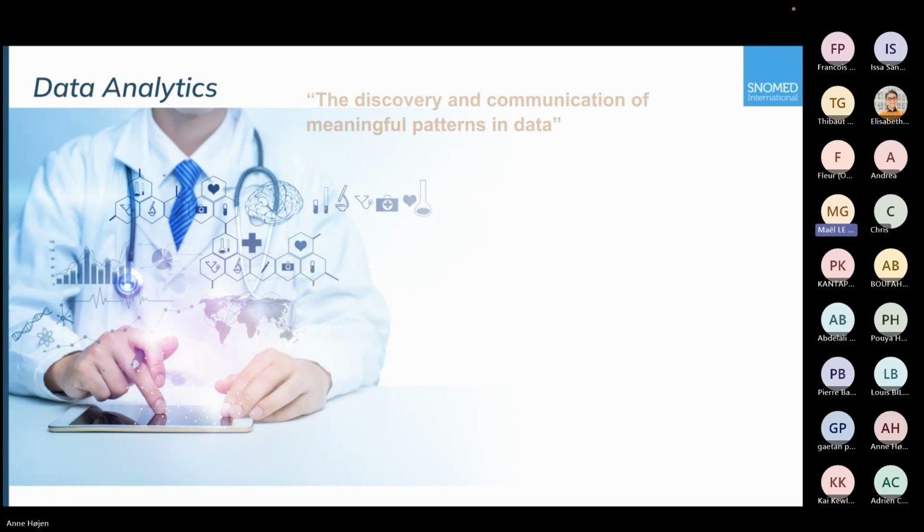So what is data analytics? Just to have a common point of reference, it's the discovery and communication of meaningful patterns in data. We've spoken a lot about meaningfulness today already. But what is meaningful is very subjective, right? What is meaningful for me may not be meaningful to you. It really all depends on what you need.